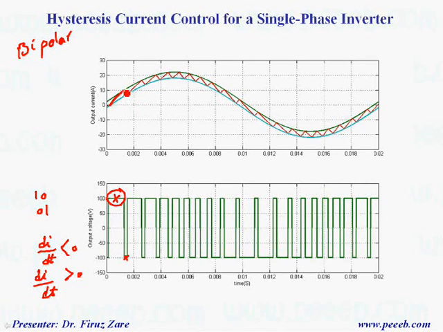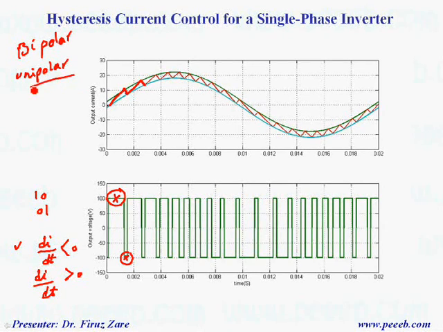And the aim is to keep the current between the bands, so when we cross the upper band we need to decrease the current. Decreasing the current means we need negative di/dt, that's why we have negative voltage, and then positive di/dt and negative again. So by changing the hysteresis band height, we are able to improve the quality of the output current, but the drawback is that we may increase the switching frequency.